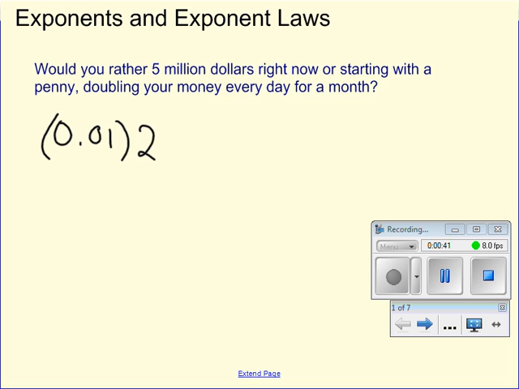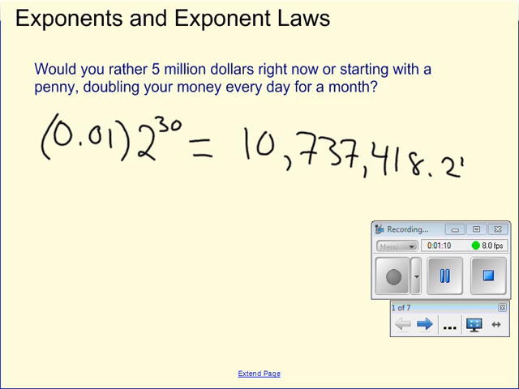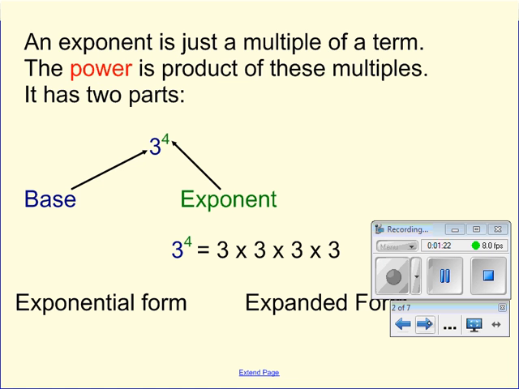So instead of just writing 2 times 2 times 2 times 2, I can use exponents. So in this case, 2 to the power 30. That means I'm going to multiply 2 30 times. And when I do that, multiply by my penny, I end up with much more than $5 million. I end up with $10,737,418.24. So if I know exponents and I know math, I know which one I would rather have. Let's look at more about exponents.